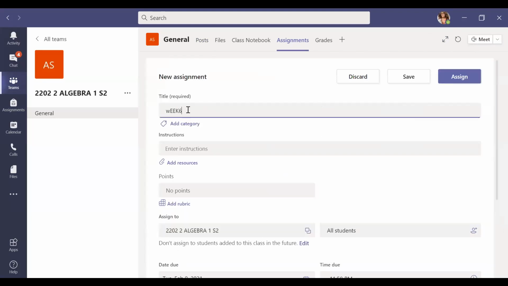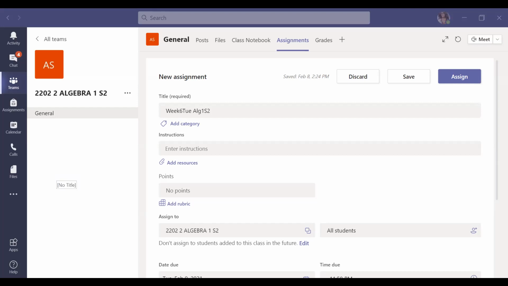So this is for week 6 Tuesday, and it is for Algebra 1, Semester 2. Today our topic of discussion is still going to be on factoring, because I feel like you guys still need a little bit of assistance to go about doing that. But we are specifically going to talk about from vertex form to standard form.